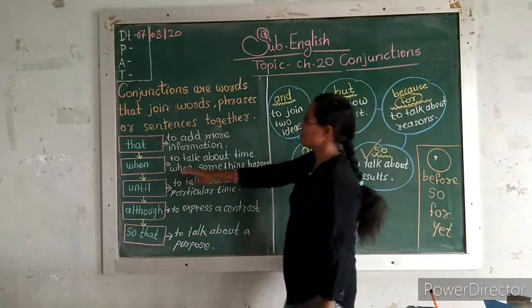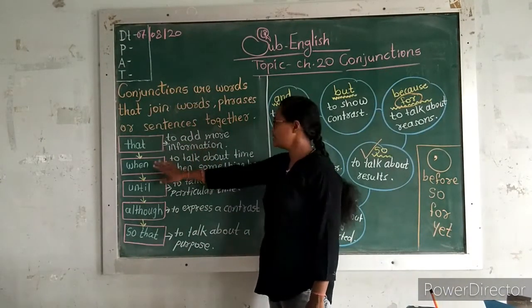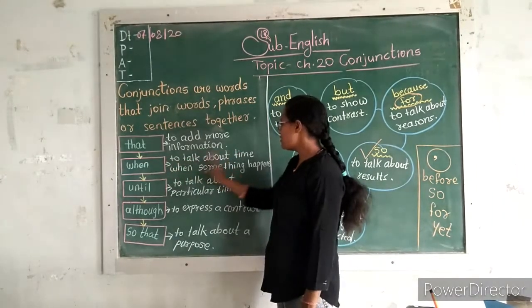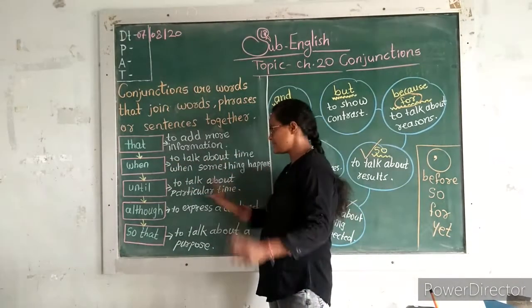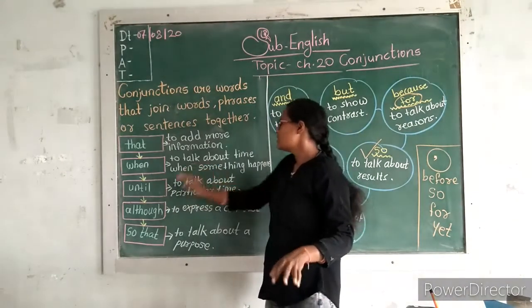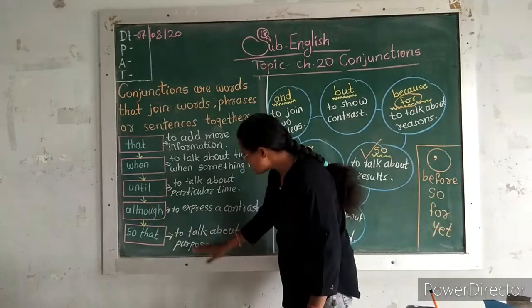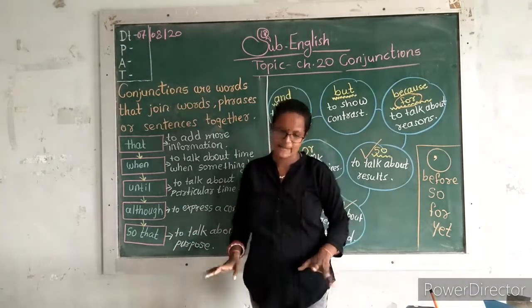Then we learn about that. We use that to add more information. When, to talk about the time when something happens. Until, to talk about a particular time. Although, to express a contrast. So that, to talk about the purpose.